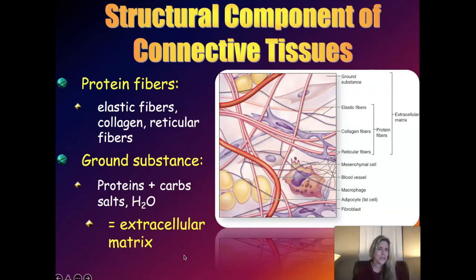So you'll hear this term extracellular matrix used throughout your study of anatomy and physiology. Extra, of course, means outside. So it's the stuff that lies outside of your epithelial layers, your muscle tissue, your nervous tissue. All the extra stuff, your ground substance and those protein fibers, is the extracellular matrix. Looking at the diagram over here, here are your different types of protein fibers: elastic, collagen, reticular. Those protein fibers plus all this other stuff, this ground substance, is your extracellular matrix.